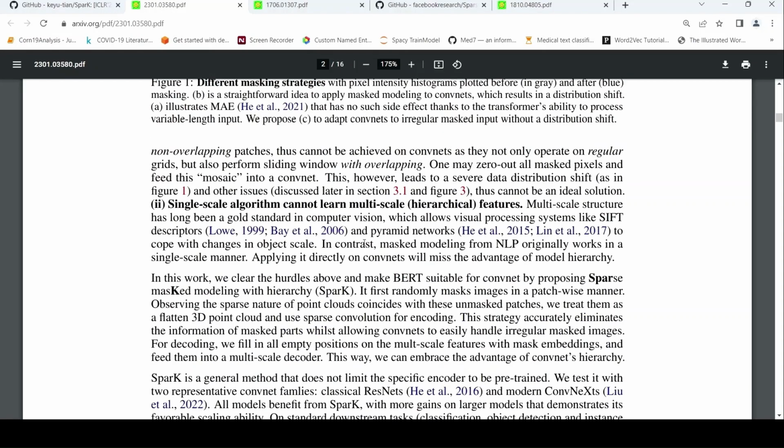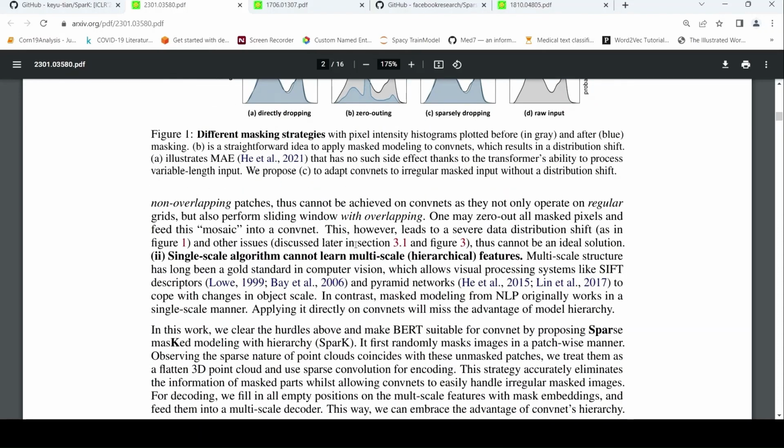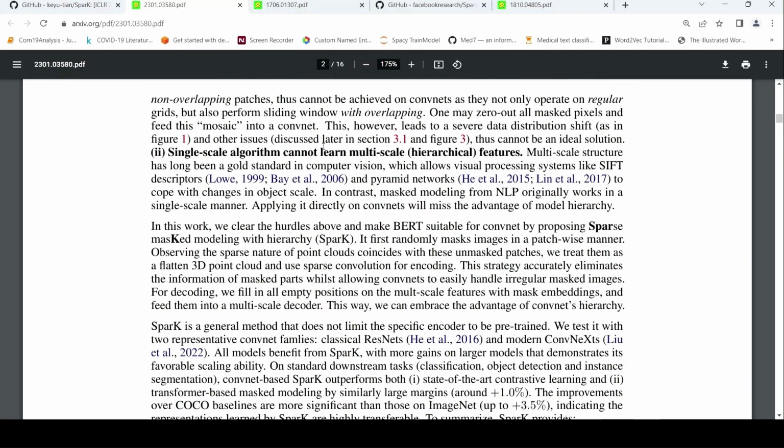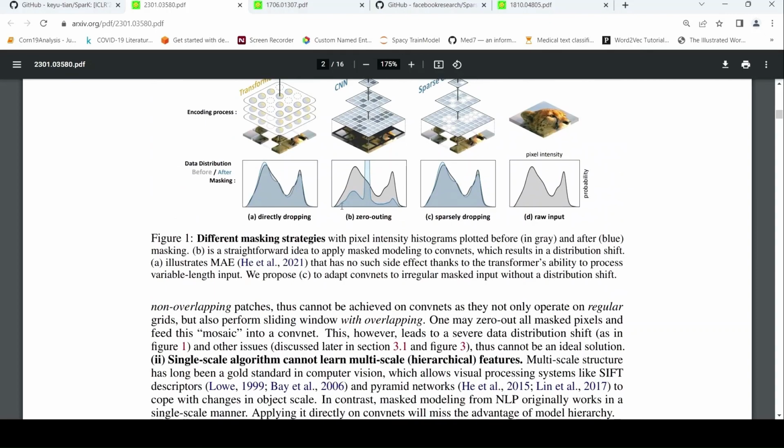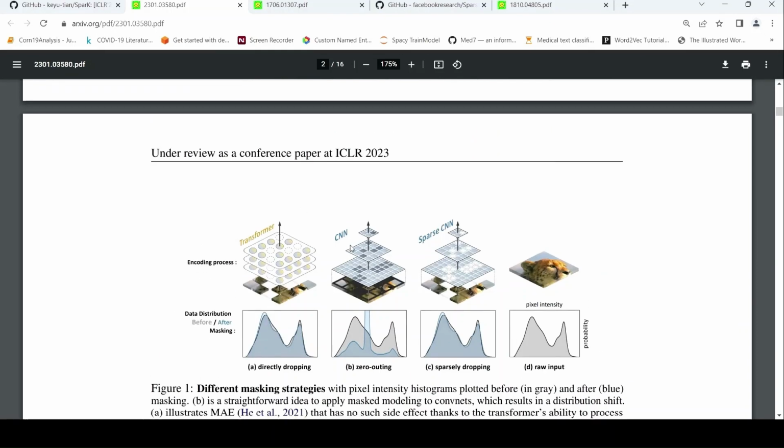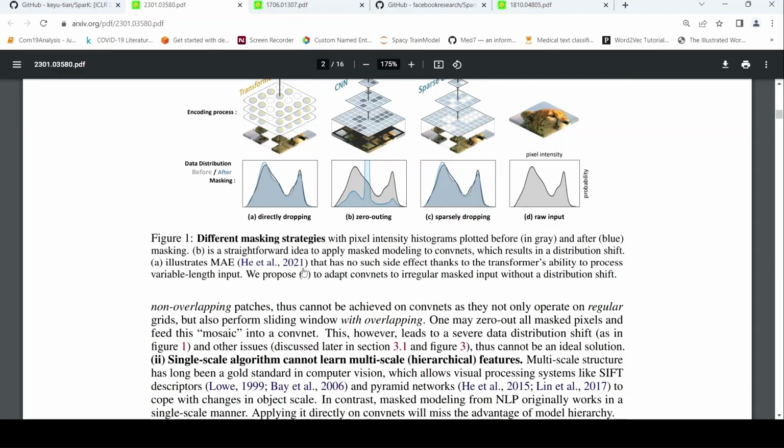So this is one issue with convolutional neural networks, because the convolution operation itself operates on regular grids, and there is this sliding window with overlapping. Another thing is that a single-scale algorithm cannot learn multi-scale features. In computer vision, you have these multi-scale features and pyramid networks, whereas masked language modeling is more or less single-scale. So you cannot use it directly on convolutional neural networks. These are the two restrictions why you cannot bring masked image modeling to convolutional neural networks.